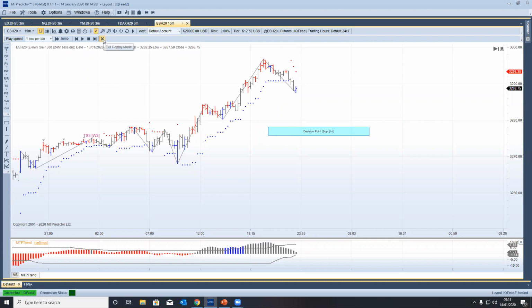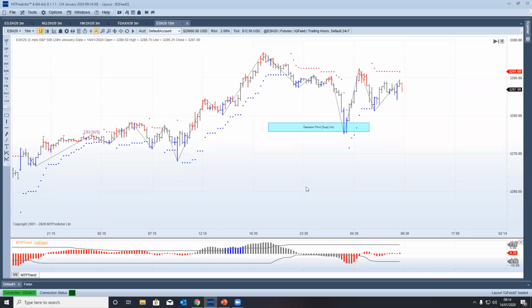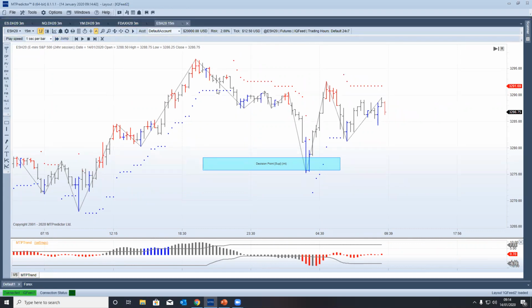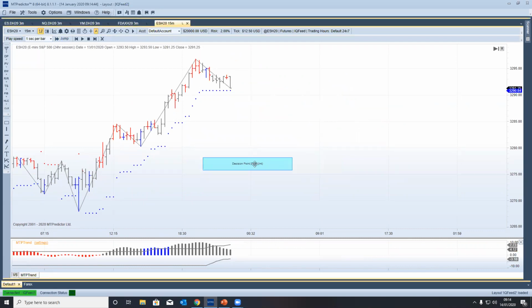If I turn training mode off, what has the ES done? Well, very nicely. It's declined really nicely. And where did it make its low? Bang, right at that level. Now, do you see how early we had that level on our chart? We had our level on that chart right back here, an area of potential support. This is how powerful these DPs are.